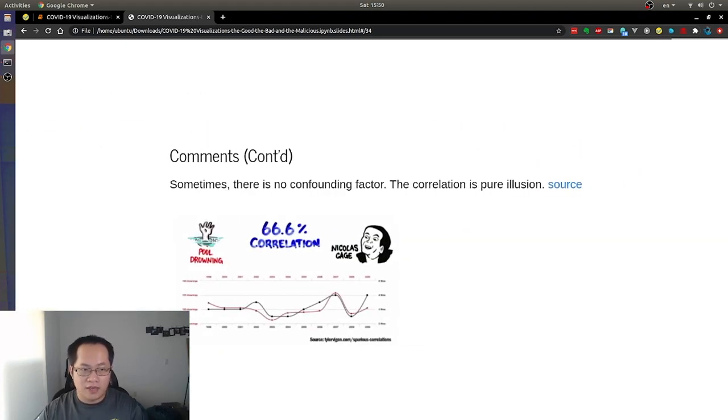So even if there is no causality, there can be correlation, and the correlation can be pure illusion. For example, from the end of last century to 2009, if you plot the number of people who drowned in swimming pools in the United States with the number of films that Nicolas Cage appeared in, you will find a 66% correlation. Nicolas Cage is probably not the reason that people die in swimming pools.